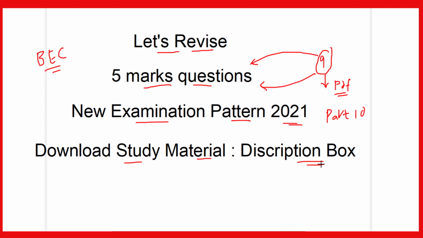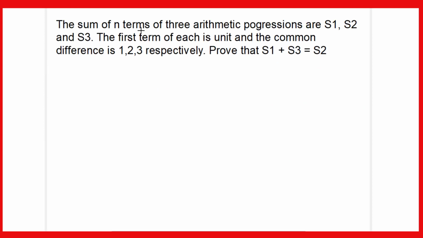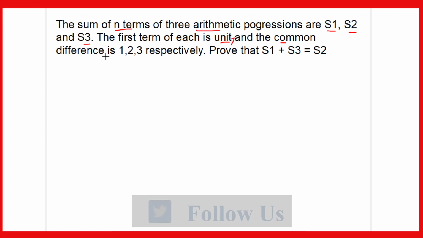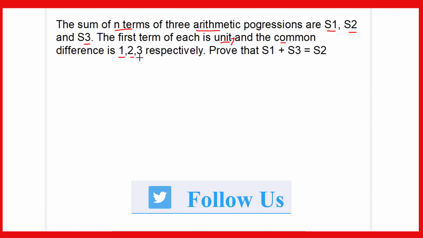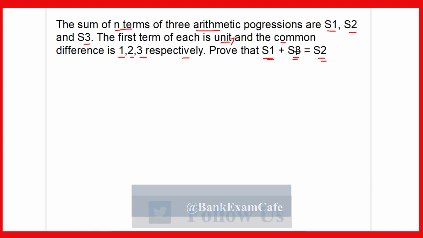Let us move to the first question of today's episode. Let's revise. So here is the first question on the screen. The sum of n terms of 3 arithmetic progressions are S1, S2 and S3. The first term of each is unity and the common difference is 1, 2 and 3 respectively. Prove that S1 plus S3 is equal to S2.